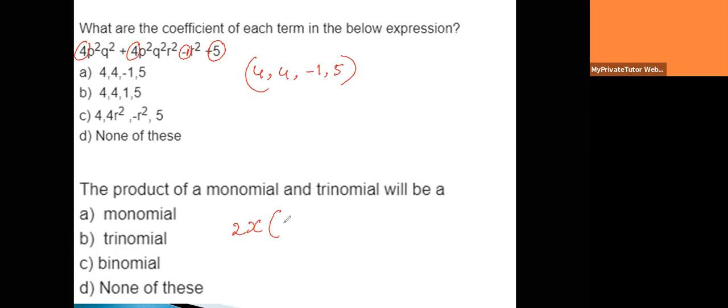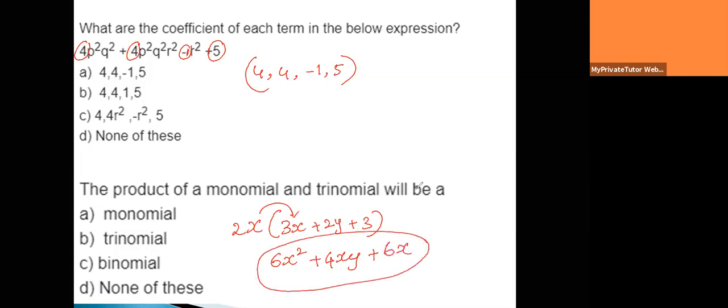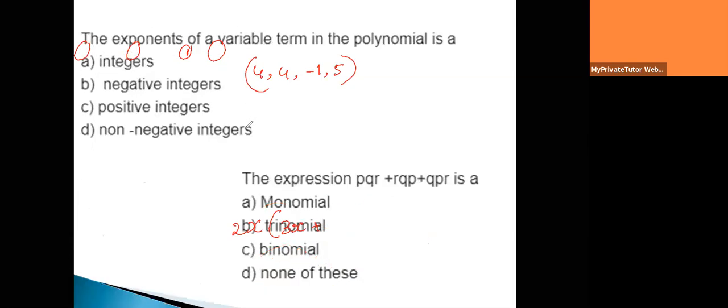And a trinomial. What is trinomial? 3 terms. Let's say 3x plus 2y plus 3. If you multiply, what will happen? 6x square plus 4xy plus 2 times 3. I mean, which is distribution, isn't it? 2 times 3 is 6. So how many terms we have finally? We have only 3. So B is the correct answer. Good one. So have a look at the next one.